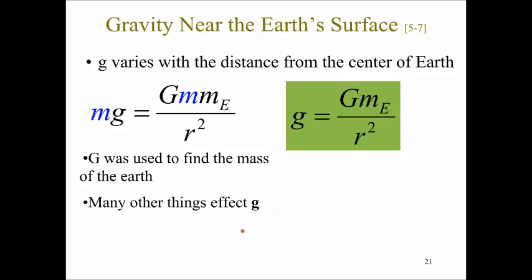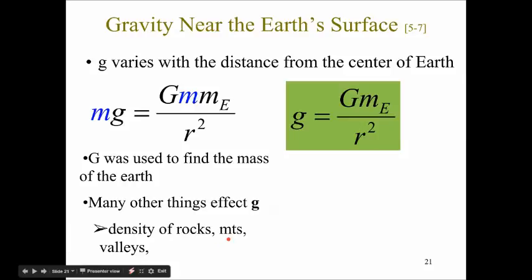Many other things affect the acceleration due to gravity besides the distance from the center of the Earth. Things like the rocks that you're standing over, or mountains or valleys, and so all that adds up to gravity. As we learned from universal gravitation, there's gravity between any two objects.